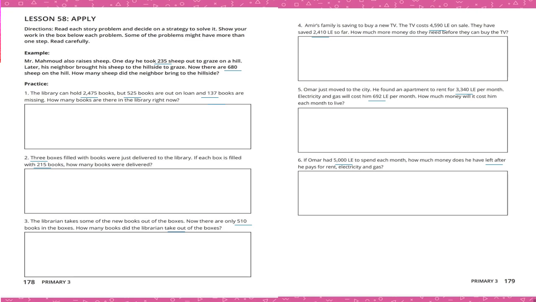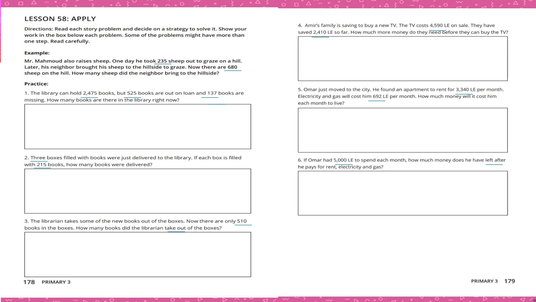Let's start with the apply part. Here we have some story problems. You should understand them to solve. Example, Mr. Mahmoud also raises sheep. One day he took 235 sheep out to graze on a hill. Later, his neighbor brought his sheep to the hillside to graze. Now there are 680 sheep on the hill. How many sheep did the neighbor bring to the hillside?